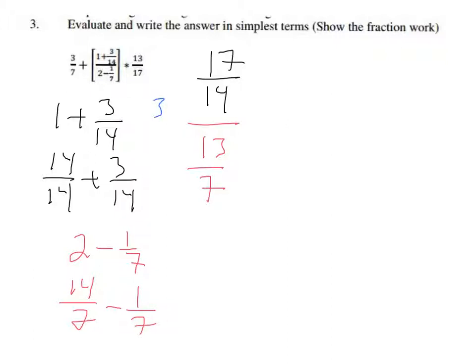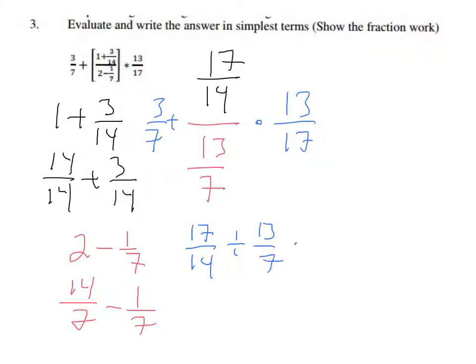And we've got this 3/7 out in front that we're adding, and we're multiplying that by 13 over 17. So I'm going to rewrite this division as a fraction, this divided by that. So 17 over 14 divided by 13 over 7 times 13 over 17. And back in elementary school you learned that to divide fractions you take the reciprocal of the second fraction and multiply.